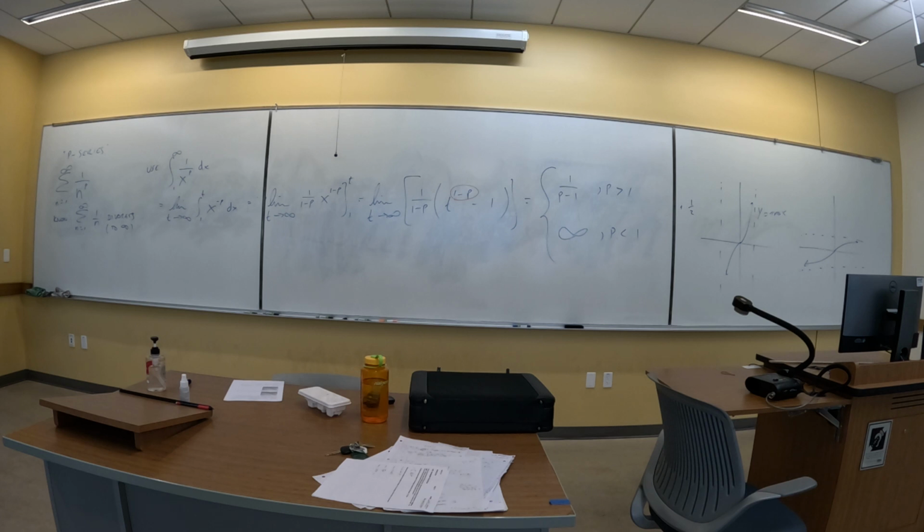Everybody cool with that? So the line in the sand is simply the number 1. So the p-series will converge if p is bigger than 1, and it will diverge if p is less than or equal to 1. And that's a very, very powerful tool. Extremely powerful tool, because we're going to use that one a lot.